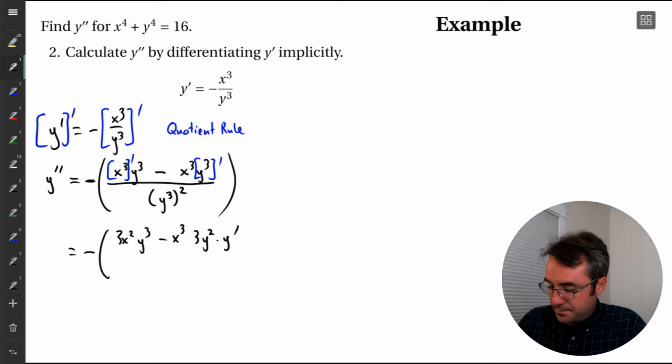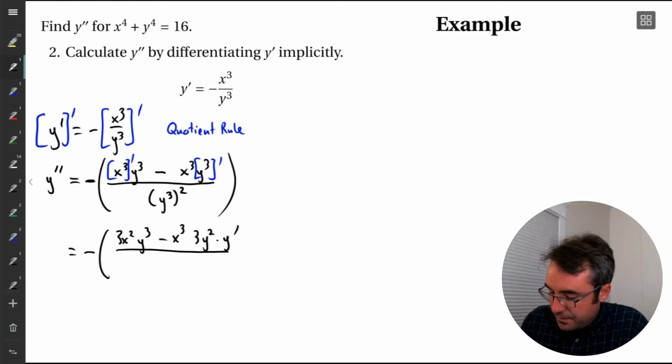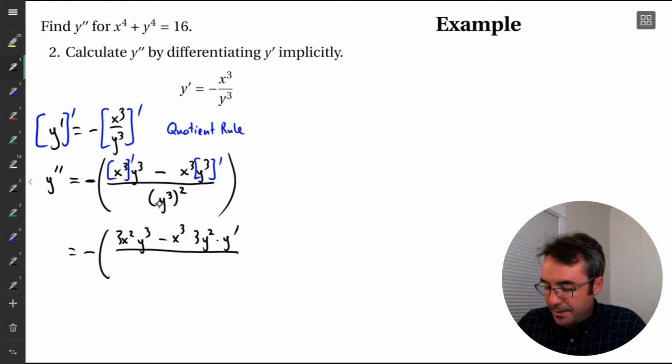All right. And then we divide all of this by, we can maybe simplify this. So when we have multiple exponents like this, we have y cubed all squared. We can just multiply those exponents. So we get y raised to the power 6. All right.